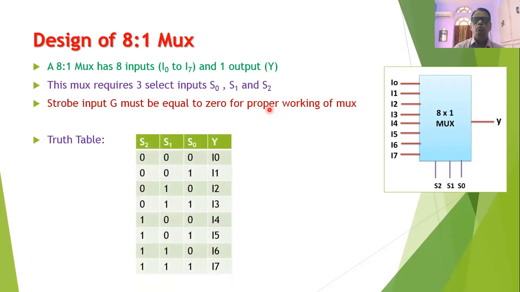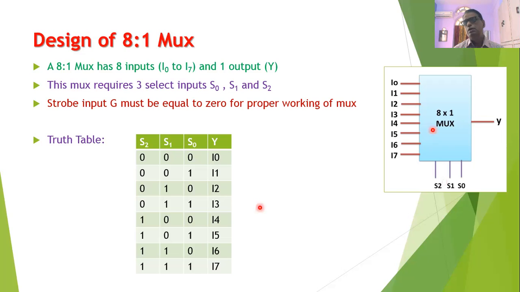Now we can construct the truth table for this multiplexer. There are 8 possible combinations of S2, S1 and S0. When all of them are 0, the output will be equal to I0. When they are 0, 0, 1, the output will be I1. When they are 0, 1, 0, the output will be I2. When S2, S1, S0 is equal to 0, 1, 1, the output will be I3. That is, the data available on the input I3 will be coupled to the output Y.